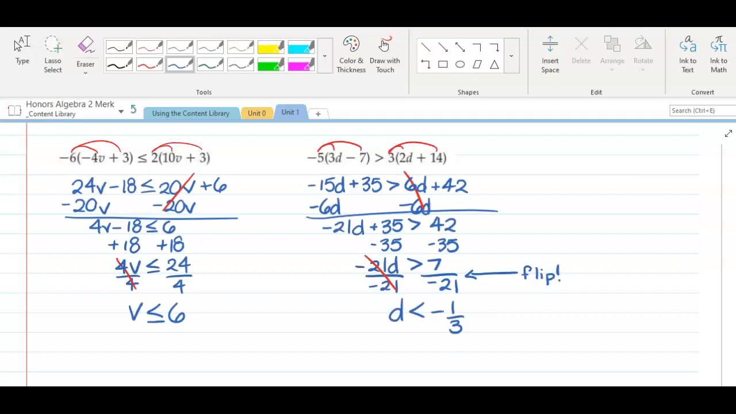Alright, a couple of important things I want to point out on these examples. Notice right here, I'm taking negative 6 and multiplying it by each term inside the parentheses. That is not the same as multiplying both sides of an inequality by a negative number. So we do not flip the symbol because we are multiplying by a negative on one side. That does not affect anything. It only affects things when we do the same multiplication or division by a negative on both sides.